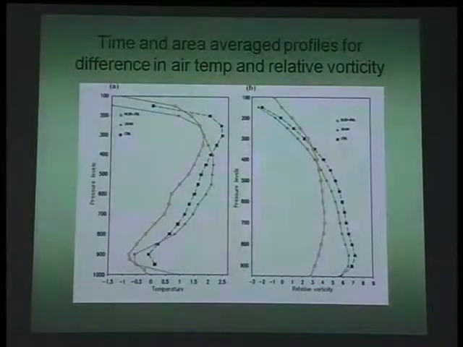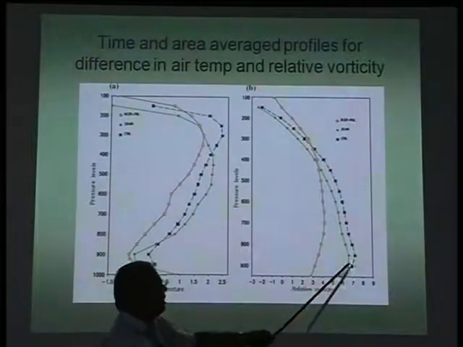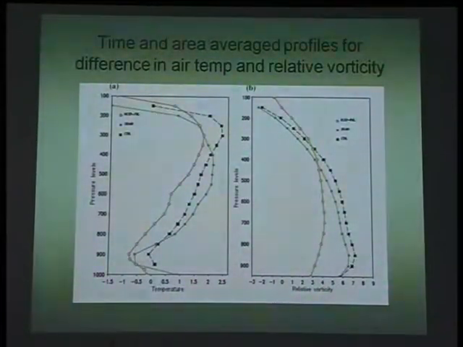Again, the time and area average profiles of the difference of air temperature and relative vorticity. The lower atmospheric cold is captured well by your control and is depicted in green, while it's much better manifested in 3D-VAR as compared to 2D. And of course, here there's not much difference between 3D-VAR and the control, especially at the upper levels.